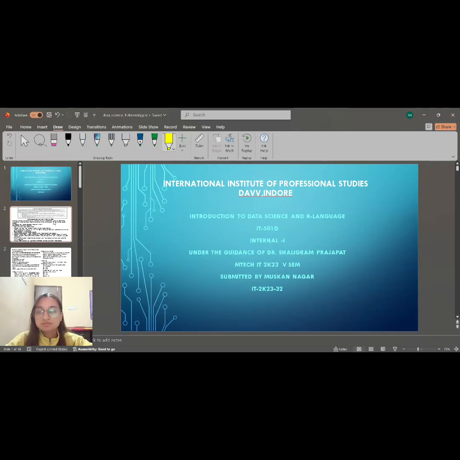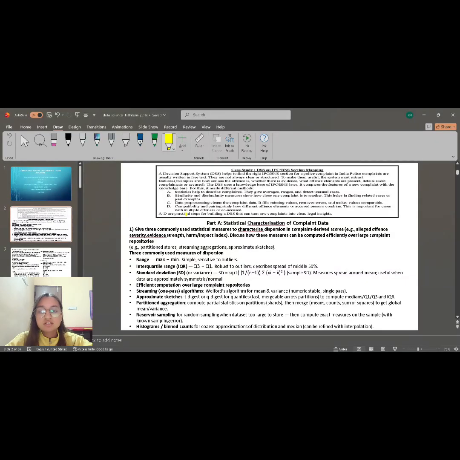So let's begin. This is the case study on the basis of which all the sections of this question paper are based. First section is statistical characterization of complaint data. First question: Give three commonly used statistical measures to characterize dispersion in complaint derived scores. Discuss how these measures can be computed efficiently over large complaint repositories.